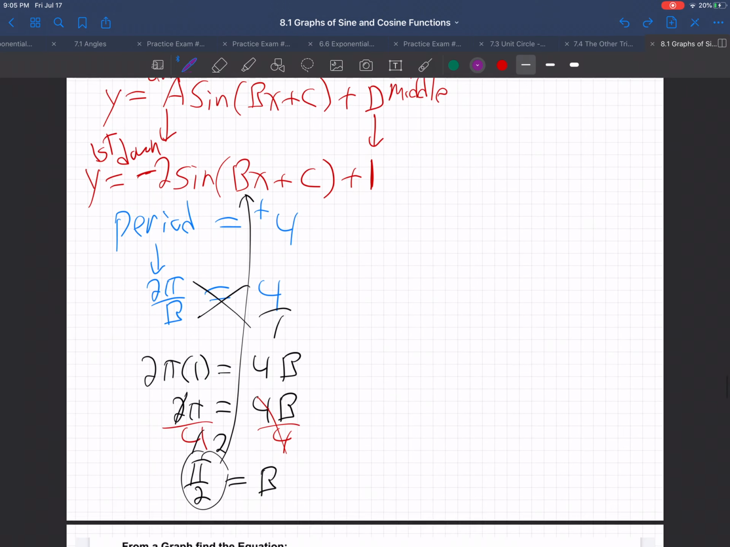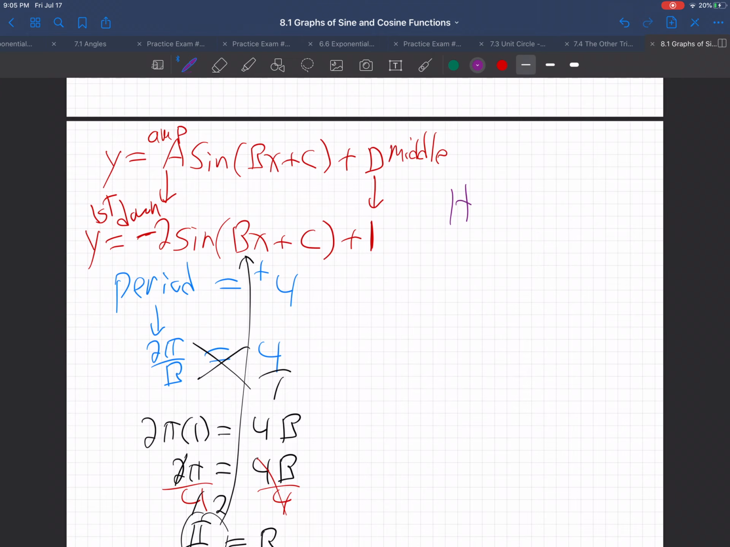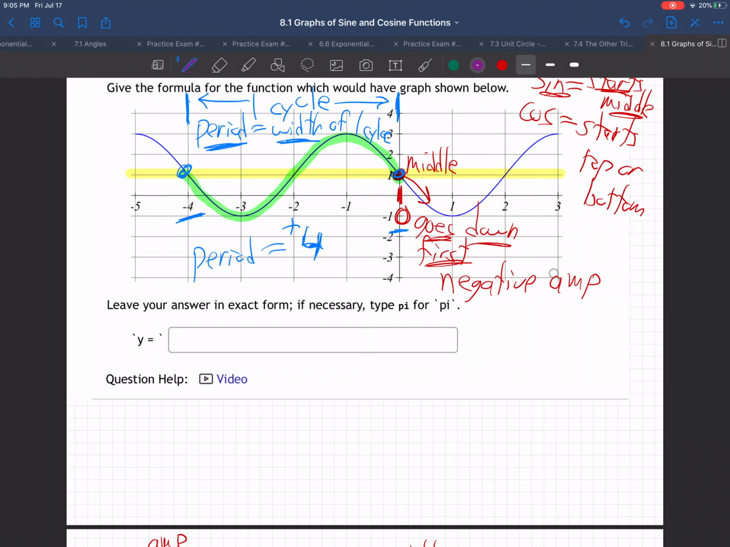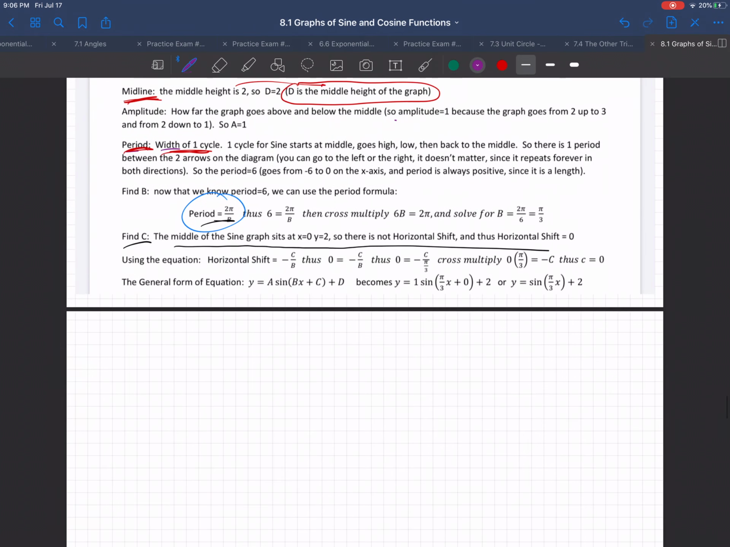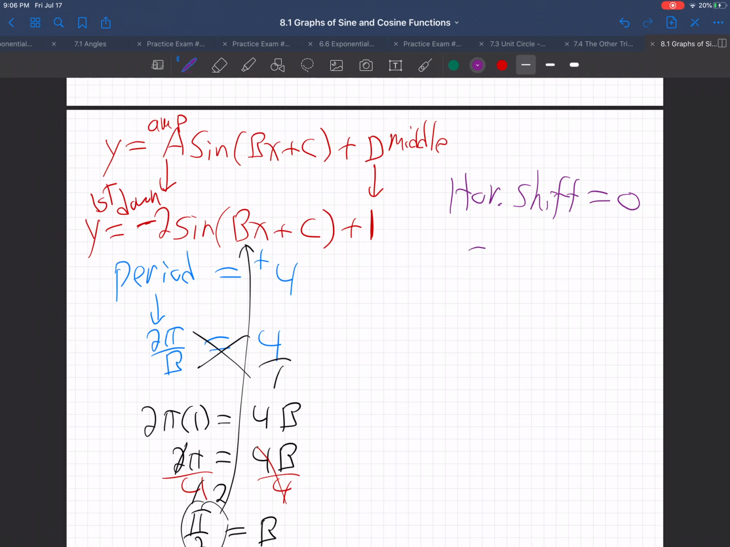So we'll write up here, the horizontal shift is 0. There's no shifting. Ours has not been shifted to the left or to the right. The center is right on 0. So there's no horizontal shift, or the horizontal shift equals 0. How about that? Horizontal shift is 0. It has not been shifted at all. And then there's a formula for horizontal shift, right? Horizontal shift is -c over b. So -c over b is 0.